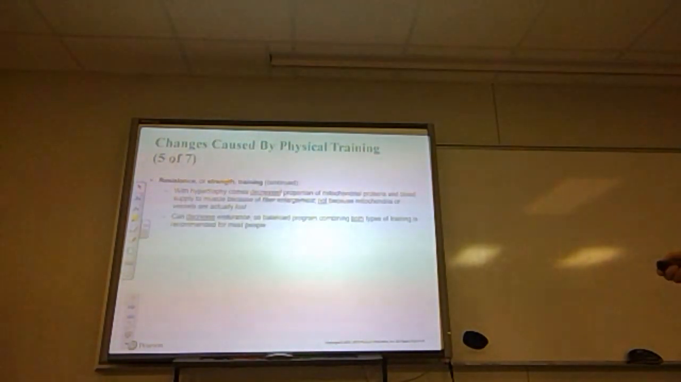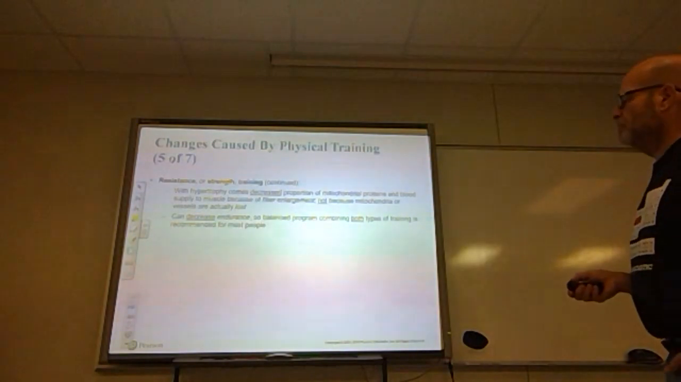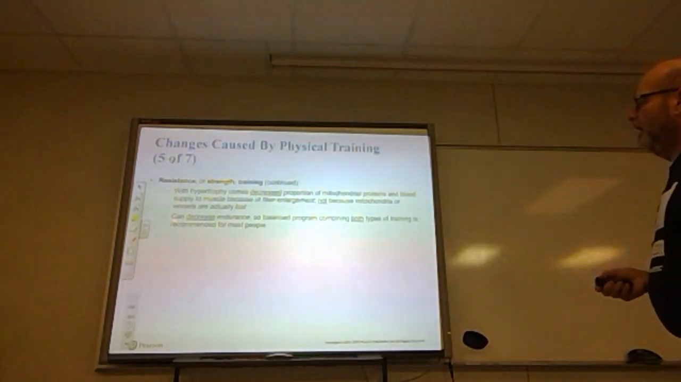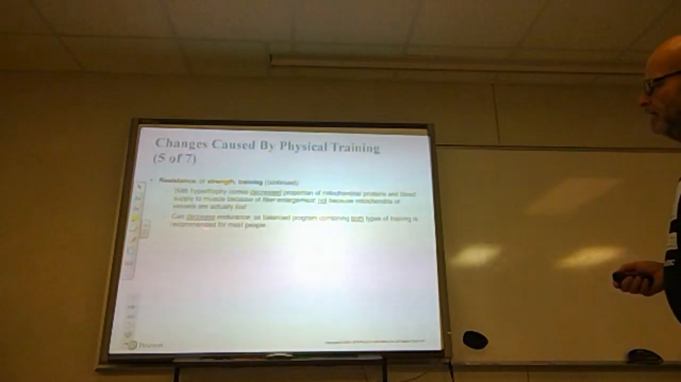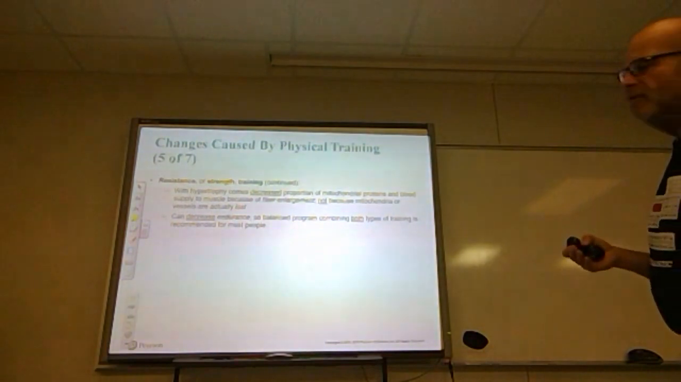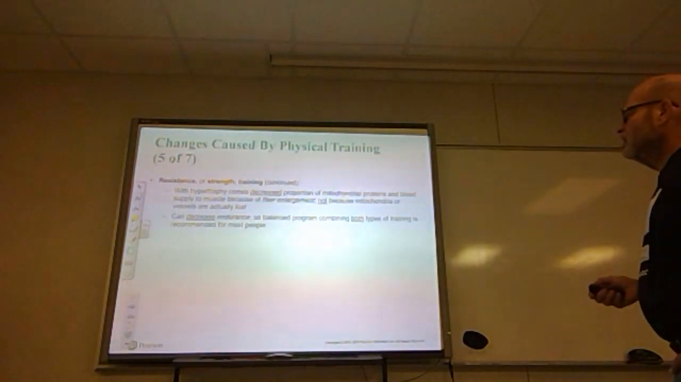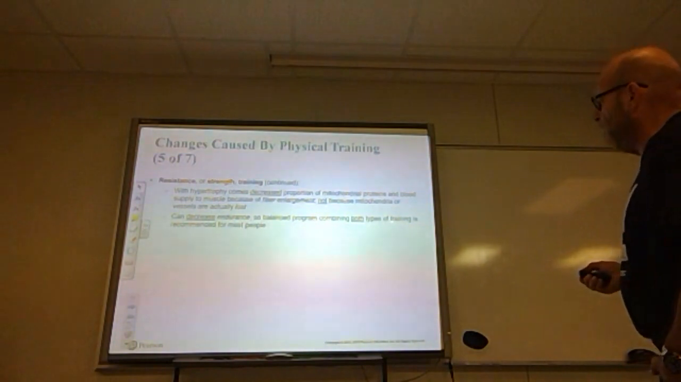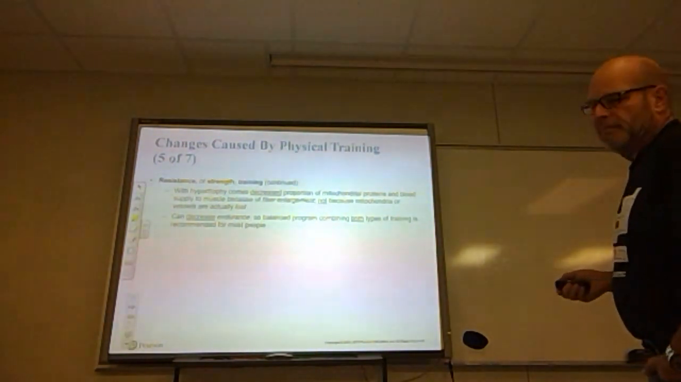With hypertrophy comes decreased proportions of mitochondrial proteins and blood supply to the muscle because of the enlargement of the fiber, not because the mitochondria and vessels are actually lost. You have the same number of mitochondria and the same blood supply, but you have a bigger muscle fiber to supply all those things to. And it can decrease endurance. Again, when you start working with big weights, you generally don't have the endurance you have working with smaller weights. So a balanced program combining both types of training is recommended for most people.